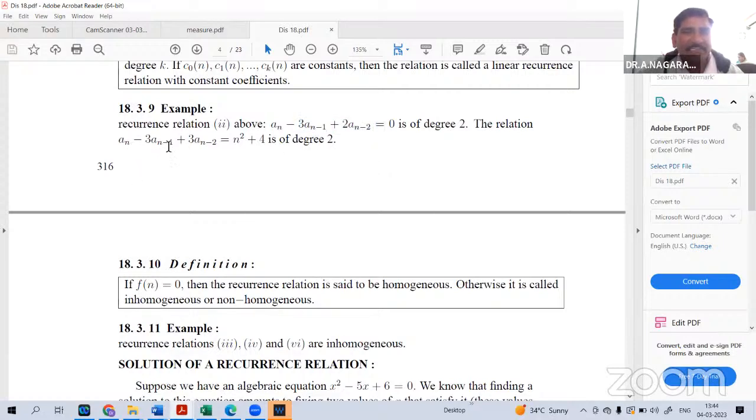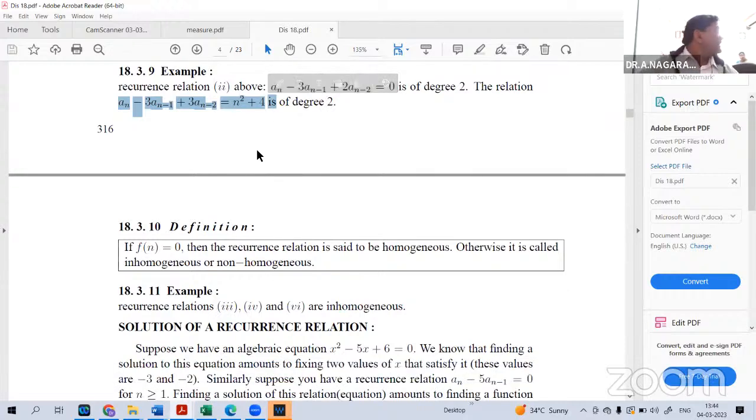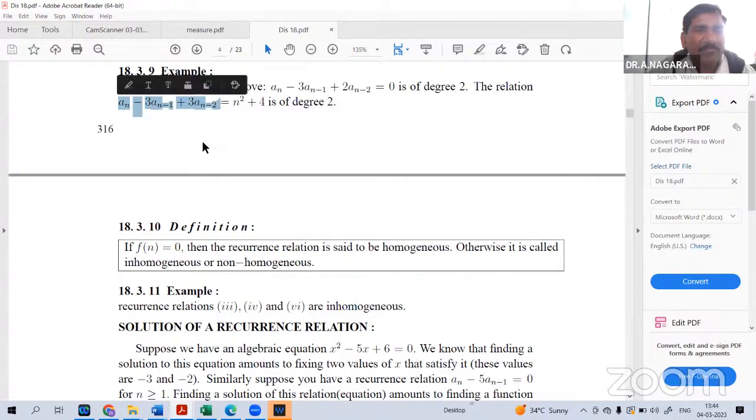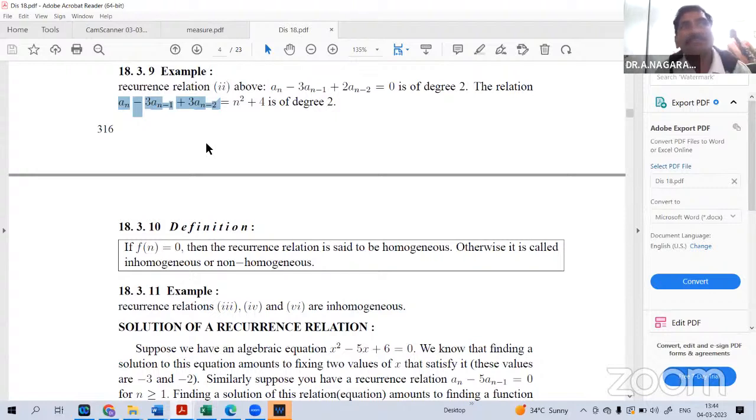Next, coming to the degree, I am giving one more example: a_n = 3a_{n-1} + 3a_{n-2} + n^2 + 4. It is clearly represented that the left side is linear, because two terms depend on a_{n-1} and a_{n-2}. So it has degree 2. Now n^2 + 4 is of degree 2. This is a non-linear recurrence relation.